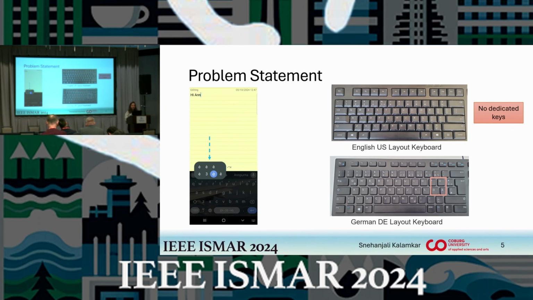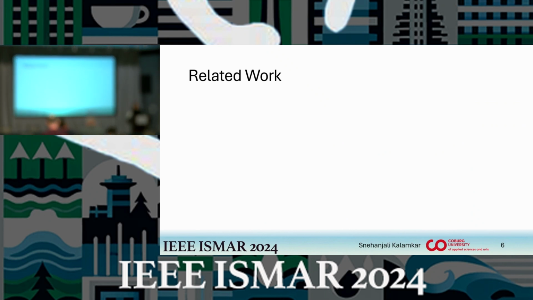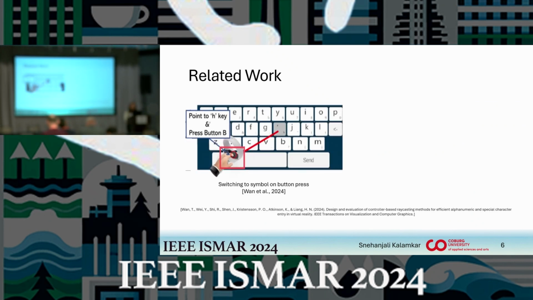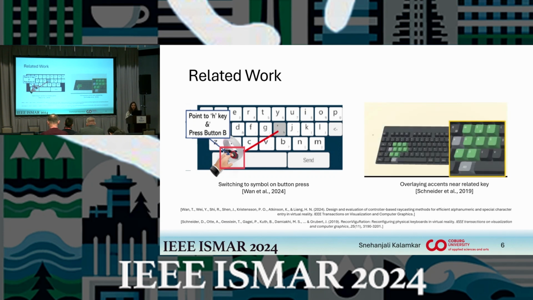But the benefits of VR, like being able to change the visual representation and input-output mappings of the keyboard, can help solve this problem. For example, in prior work by Wang et al., they evaluated efficient text entry techniques in VR for alphanumeric and special characters like semicolon, comma, etc., where the content of the keys was changed on pointing at them. Schneider et al. proposed reconfiguring the keyboard by overlaying keys of a base character, here A, on pressing the modifier key. However, this technique was not evaluated.